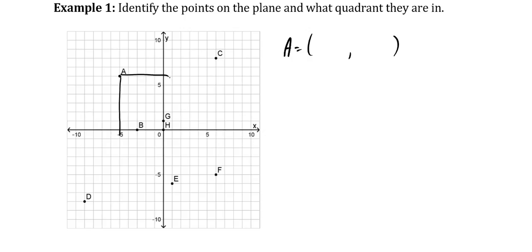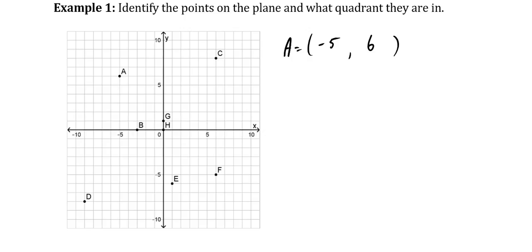And I follow it straight down to the x-axis, and I read off the number, and I follow it straight across to the y-axis, and I read off the number. So the x for this one is -5. That goes first. It's alphabetical, x then y. And the y is +6.